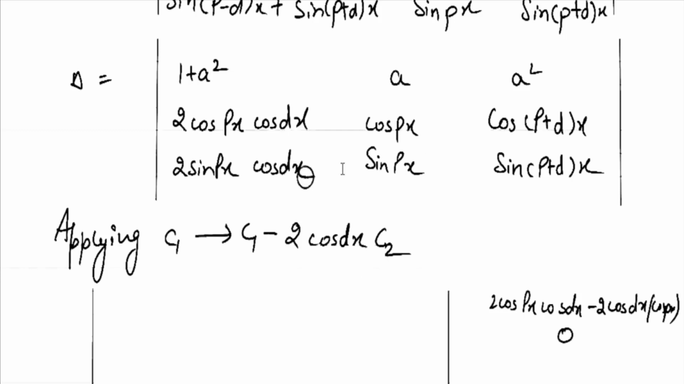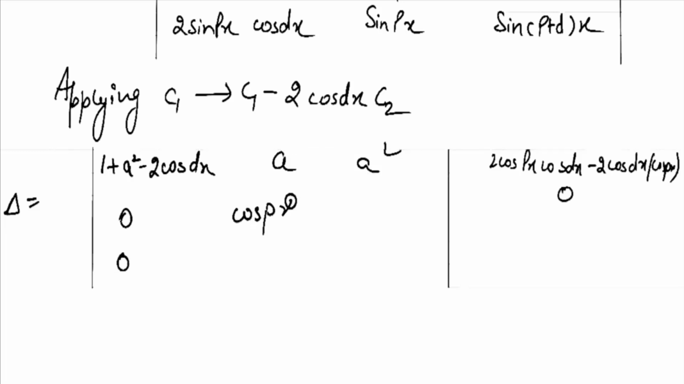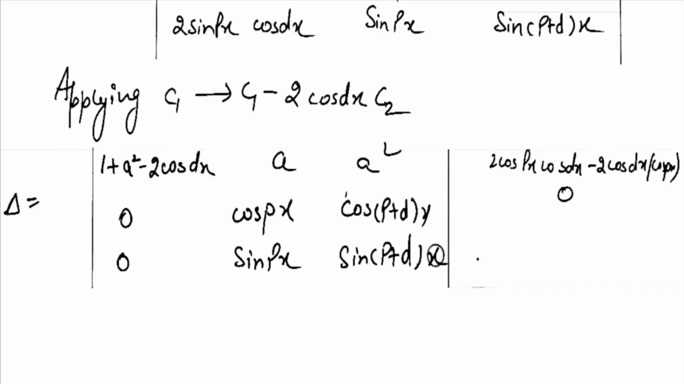Here will be cos dx. Now solve it. Delta. So after solving this, what we will get here is 1 plus a square minus 2 cos dx a square. It will be 0 and 0, and it will be similarly cos px, sin px. Here will be cos (p plus dx), and here will be sin (p plus dx).